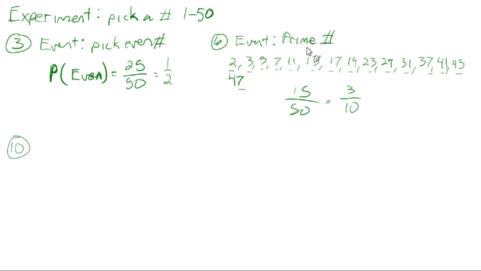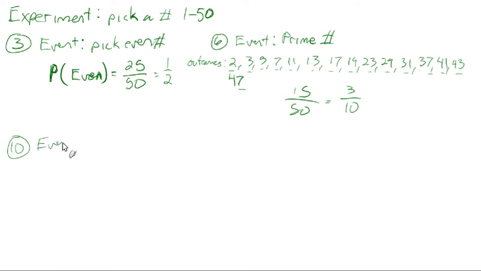So here's something, just as far as a vocab thing. The experiment is picking a number from 1 to 50. The event for number 6 is picking a prime number, and to count all of the outcomes in this event, these are all of them. These are all outcomes. Getting a 2 is an outcome. 3, 5, any number, since picking a number is the experiment, any number is an outcome. So we just listed all the outcomes in this event. All that vocab is good to know.